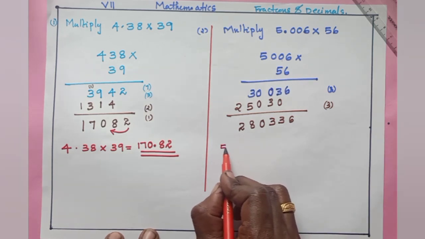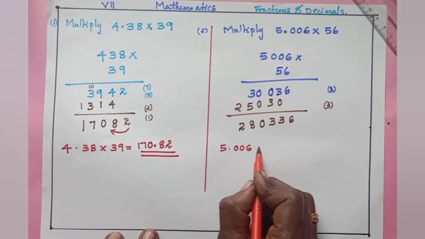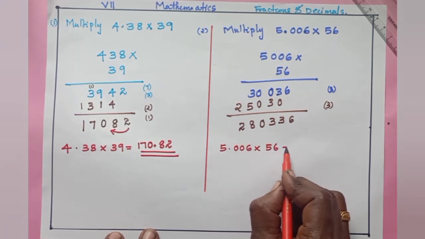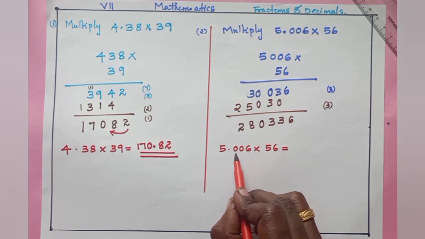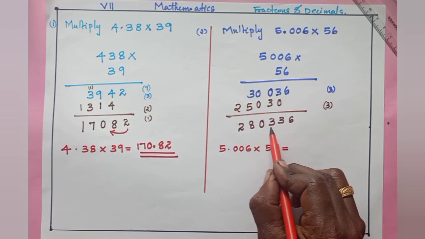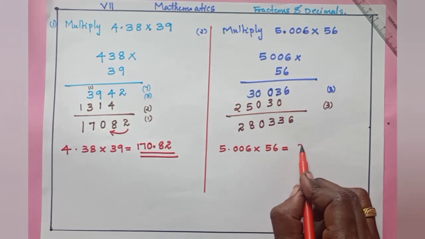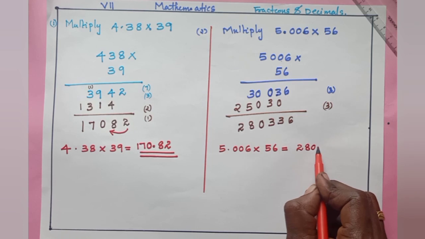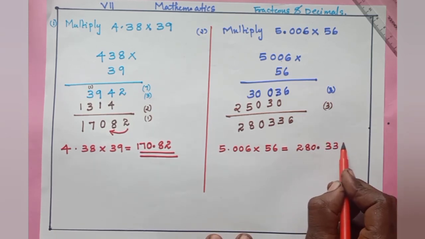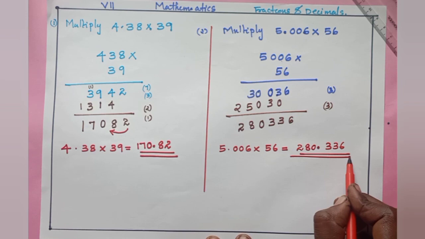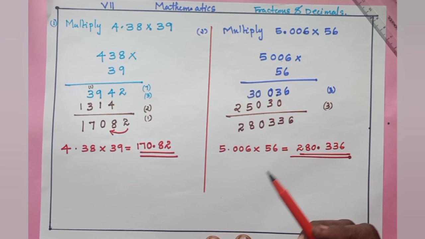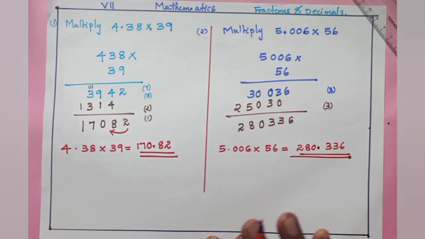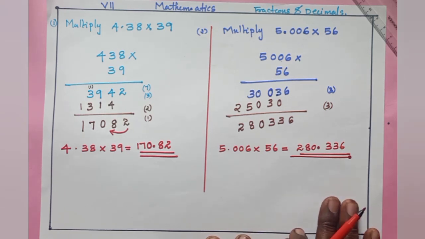See the question, 5.006 into 56. So here the multiplicand has 1, 2, 3, 3 decimal places. So change 1, 2, 3, here point. So we get 280.336. See students, the multiplication by numbers with 3 or more digits is the same as this method.